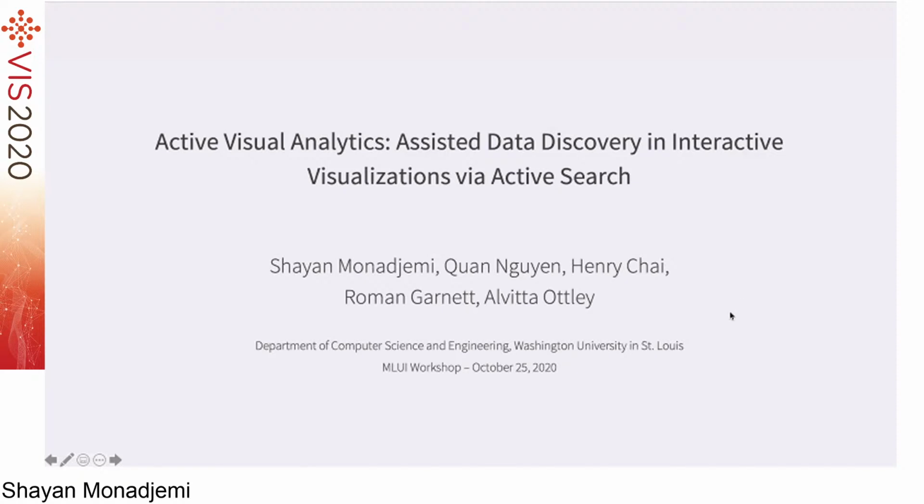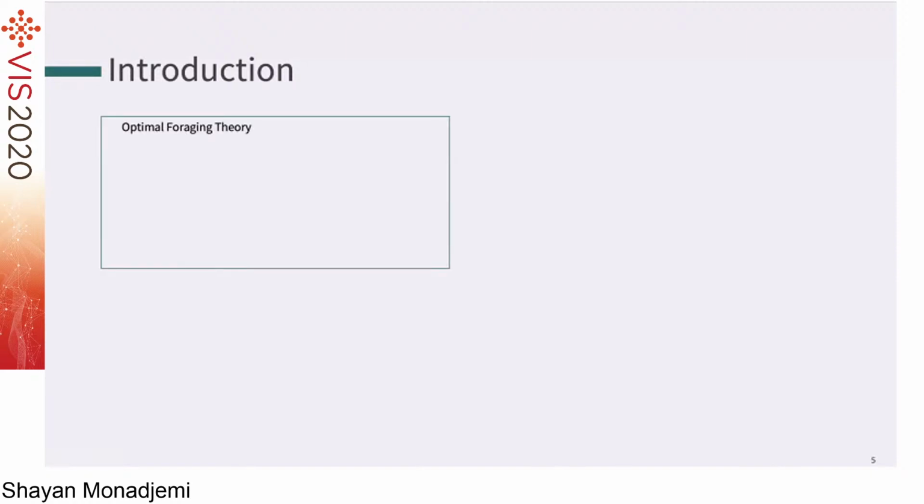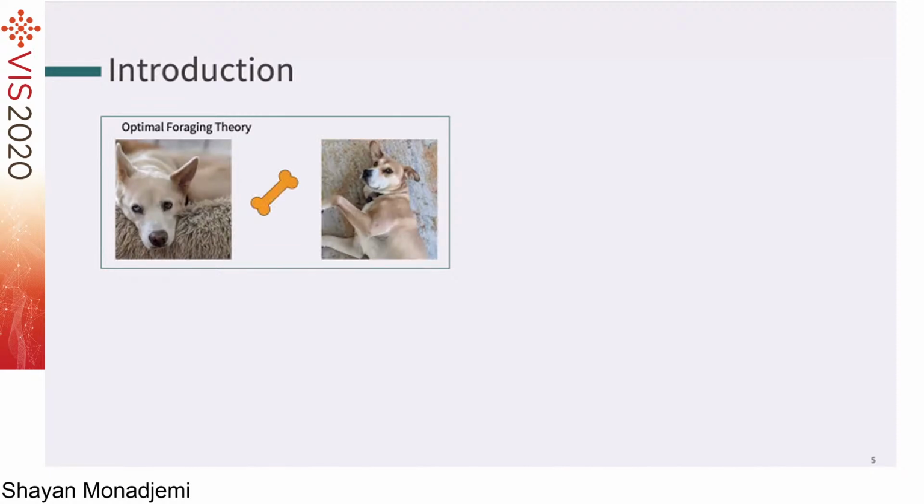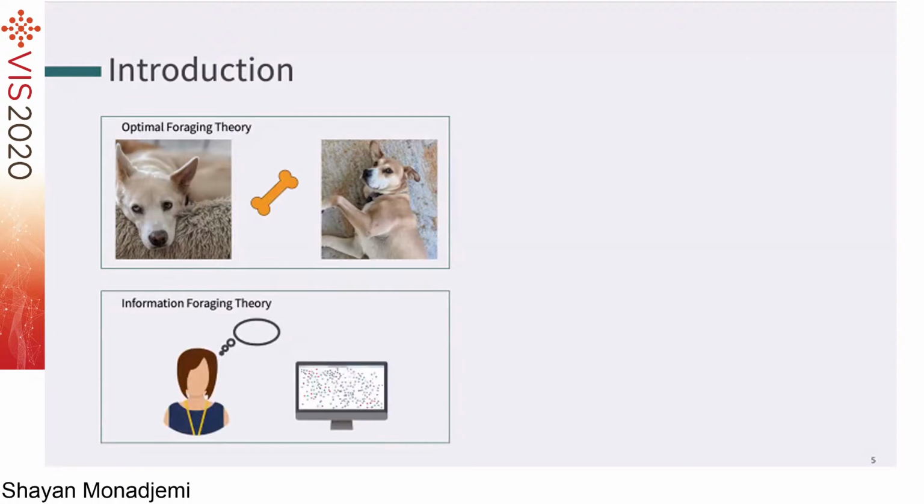Perfect. Okay. This is work I recently did with my colleagues Kwan and Henry and my advisors, Professors Roman Garnett and Alvitta Ottley. In optimal foraging theory, we have this idea that animals want to get the maximum food intake with minimal effort, just like these cute dogs. We extend this theory to information foraging theory, which says that humans want to take in as much information as possible with minimal effort.